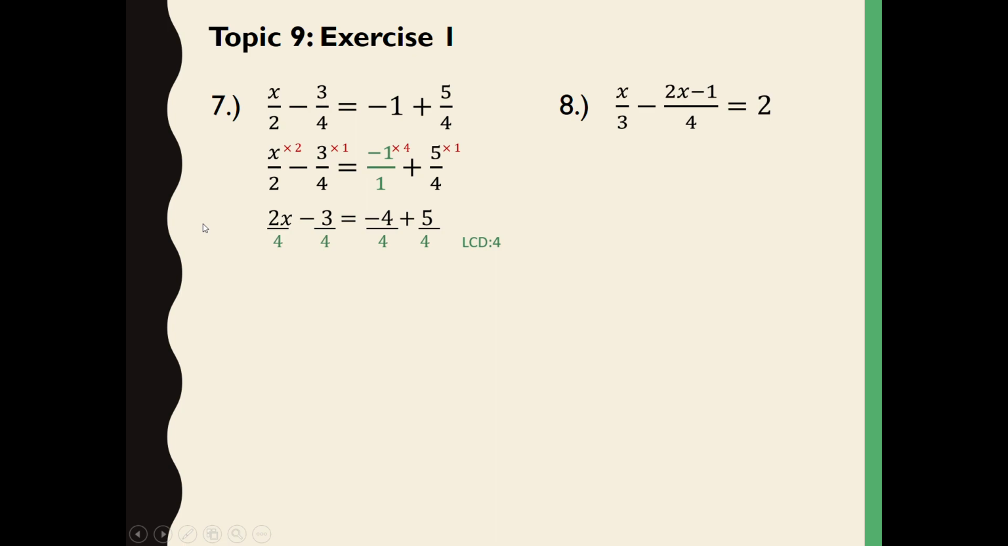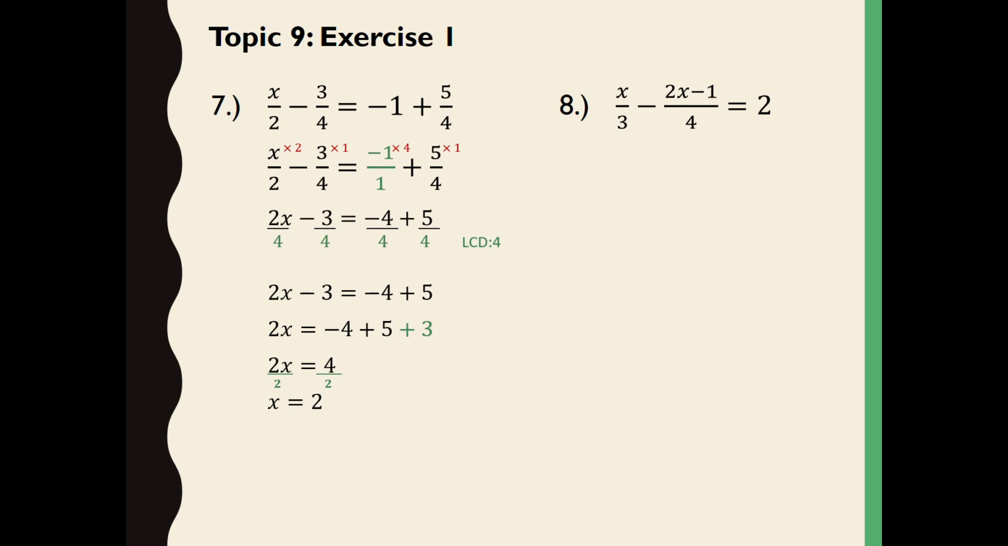So if I drop the 4 as an LCD, I'm just going to get the numerators, and then I'm going to move my negative 3 over the equal sign to add it. And if I add all of those, so minus 4 plus 5 plus 3, I'm going to get 4, divide through by your 2, and then you're going to get x is equal to 2.